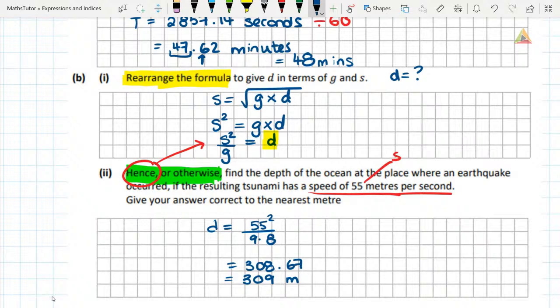Hopefully that was of some use to you there. We saw some rearranging equations, some solving indices equations, and we saw how we make expressions or formulas when we're given information in words.